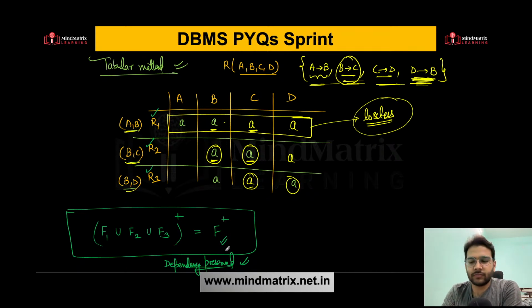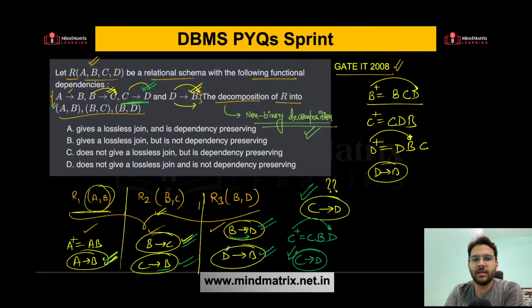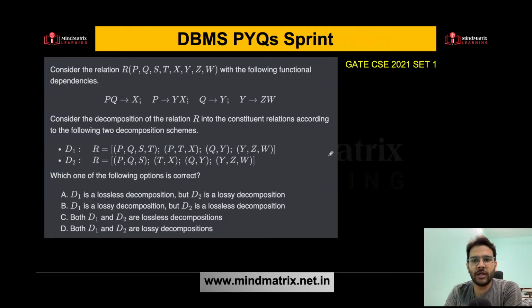Clear? Right? Okay, good. So we can say dependency is preserved and it is lossless join. So option A is the correct answer here, given a lossless join and it is dependency preserving. I hope it is clear. Let's proceed to the next question now.